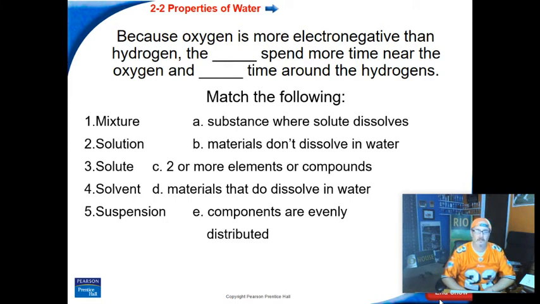Okay, first answer. The electrons spend more time near the oxygen. That's why oxygen is more electronegative. And less time around the hydrogens. And that's why the hydrogen atoms are partially positive.